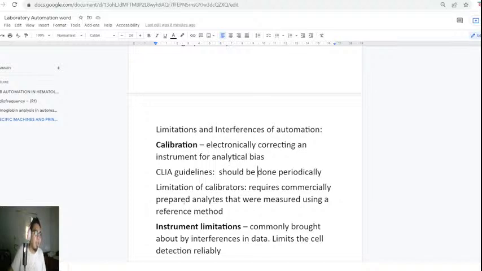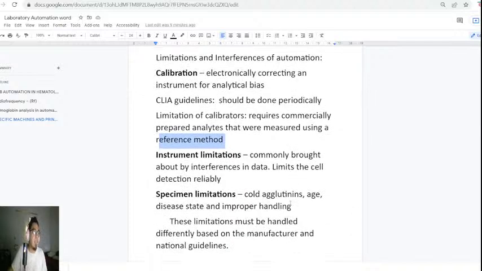All right. So they use a commercially prepared analyte to check if the calibrations are okay, and the results are compared to a reference method. Okay. Next, instrument limitations, commonly brought about by interferences in data, which limits the cell's detection reliability.